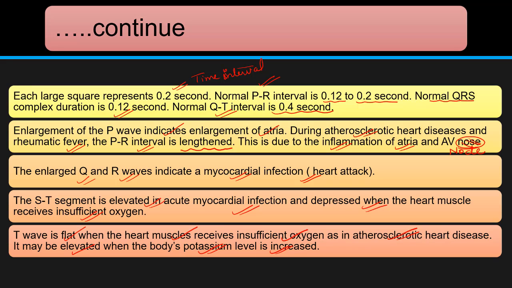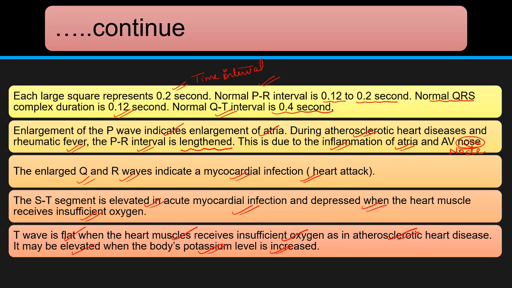Normally, PR interval is 0.12 to 0.2 second. Normal QRS complex duration is 0.12 second. Normal QT interval is 0.4 second. Enlargement of P wave indicates enlargement of atria. During atherosclerotic heart diseases and rheumatic fever, PR interval is lengthened. This is due to the inflammation of atria and AV node.